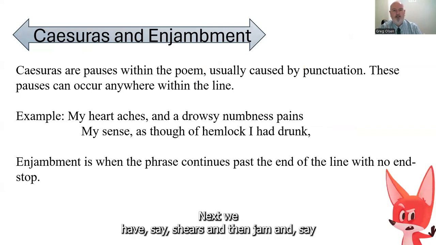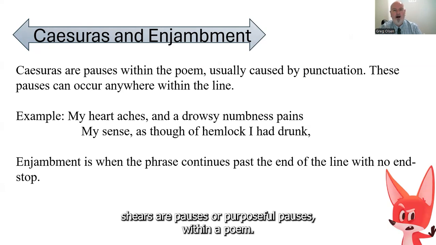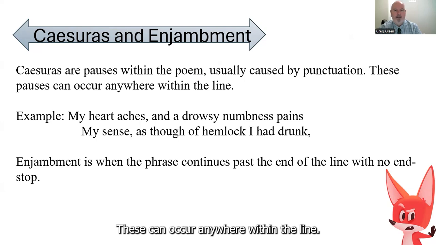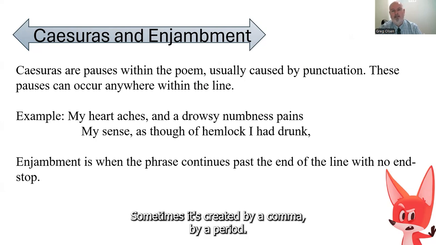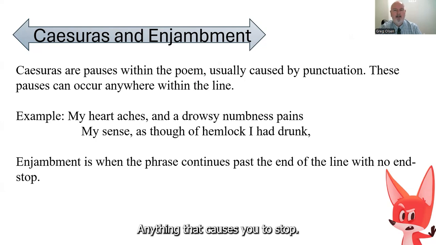Next, we have caesuras and enjambment. Caesuras are pauses, or purposeful pauses, within a poem. These can occur anywhere within the line. Sometimes it's created by a comma, by a period, anything that causes you to stop. We look at this example.